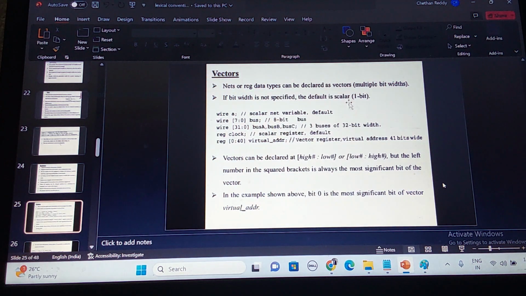If I am writing wire W1, it is by default 1 bit. Reg A is 1 bit. Wire [2:0] W1 indicates 3 bits, so W1[0], W1[1] and W1[2].